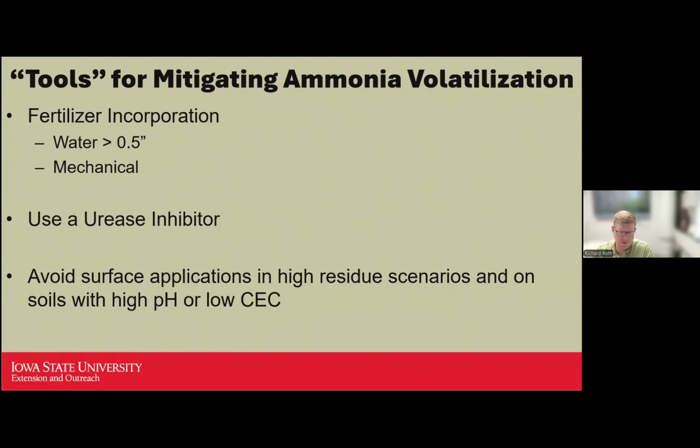And if you're using a urea-based fertilizer, something like just urea or UAN, you can use a urease inhibitor, which can give you 7 to 14 days of protection against that urea converting over to ammonium, which would then be susceptible to volatilization until you can get that rainfall or get out there with your tillage equipment to get that fertilizer worked into the soil.